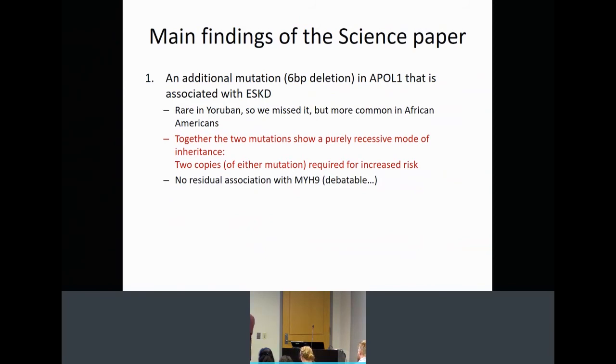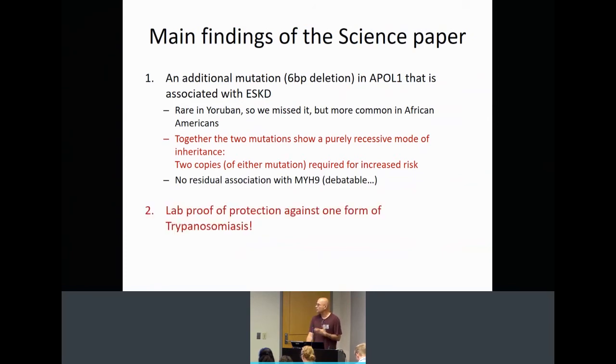When you include both of them, you need a copy of at least one of them on each of the chromosomes, and then you have the increased risk, and it's purely recessive. I'll show you the proof of that in a minute. And the other thing they did, which is amazing, they actually proved in the lab that these two mutations give protection against that. So the theory we had as a theory, they proved in the lab.